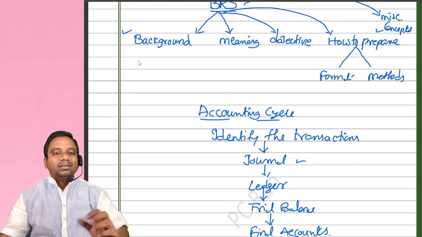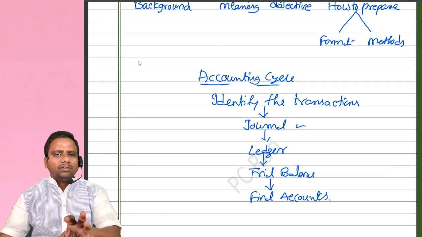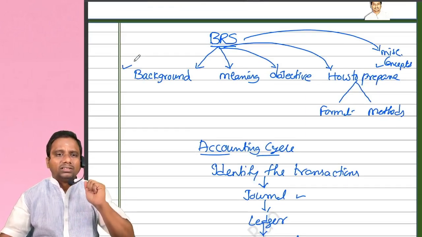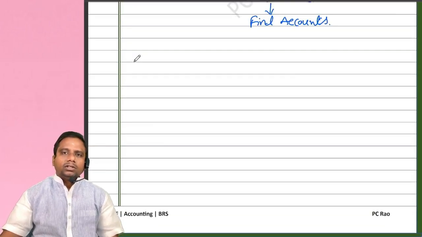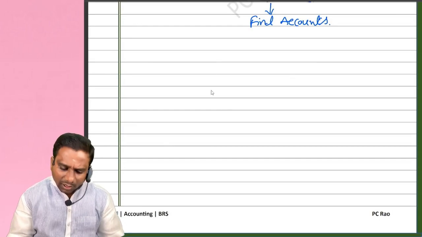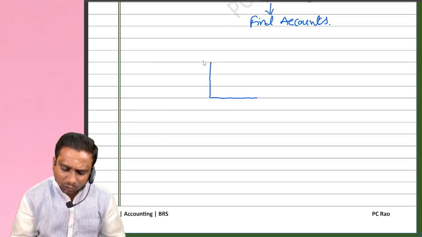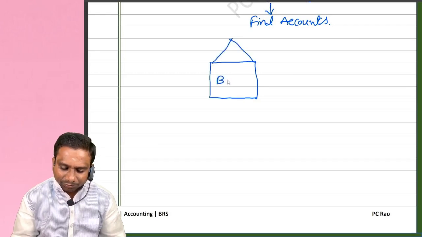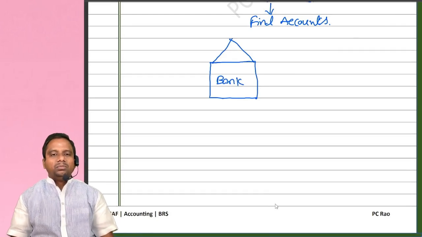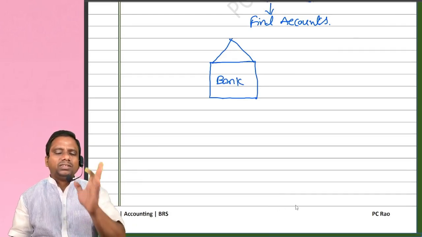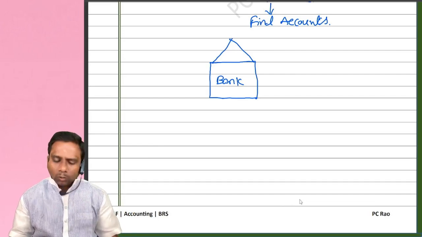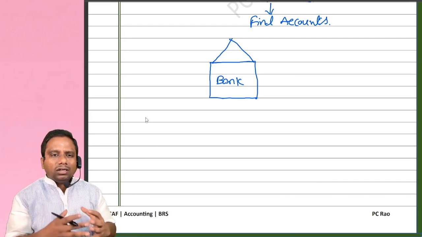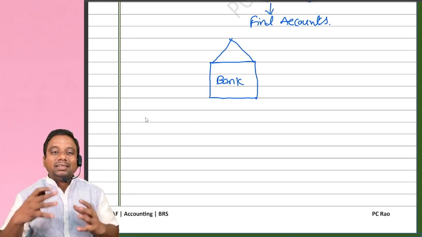Now we try to understand the real background. So this is just the accounting cycle point of view. Now why do we need this BRS chapter? Why do we need this BRS concept? Look, nowadays every businessman, not only businessman, every individual is dealing with a bank. To put it simply, every person is dealing with the bank. Now how does the relationship between a businessman or an individual and the bank exist?